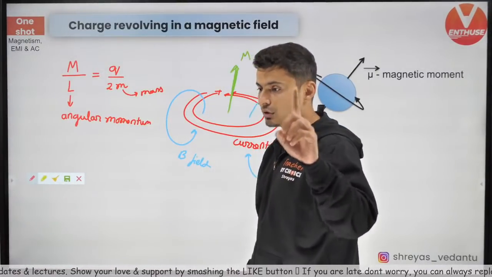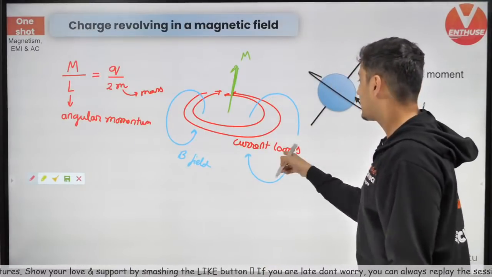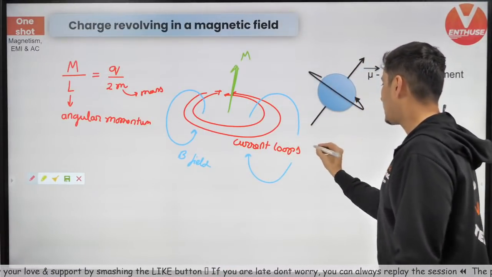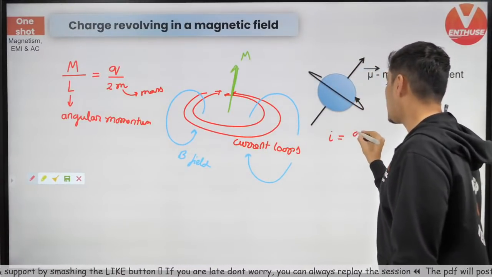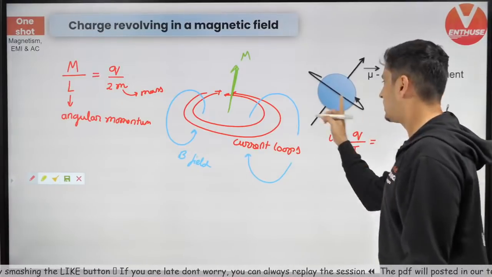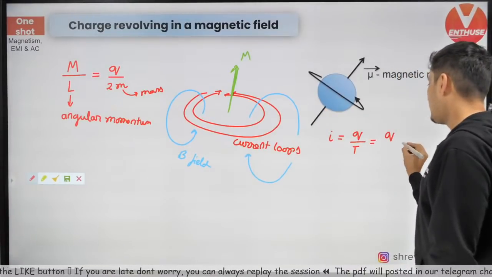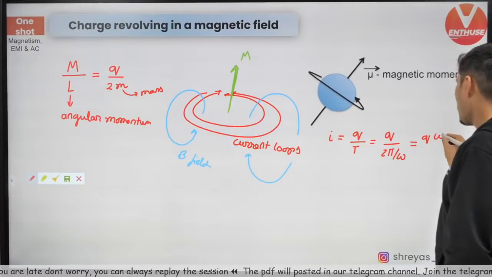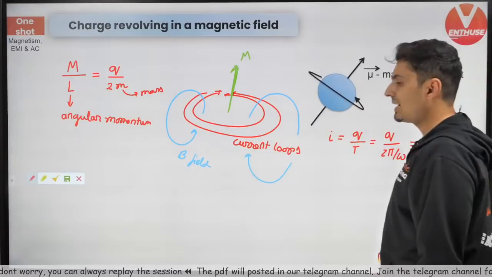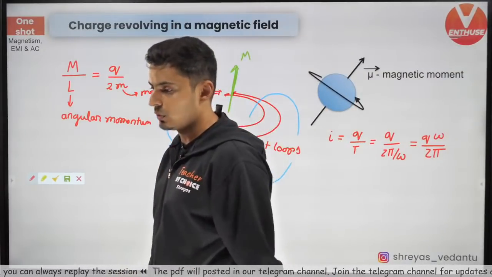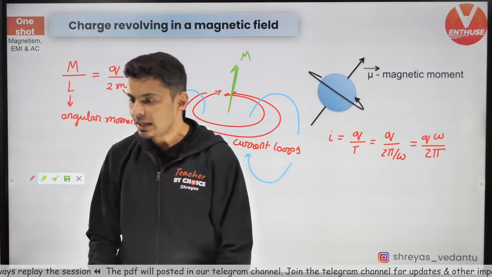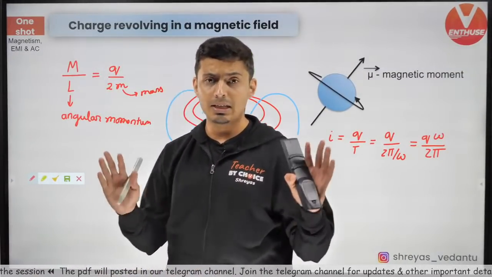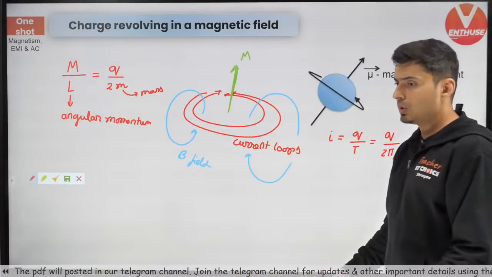The second thing that you should remember is the current which is created. The current, which is I, is charge divided by the time period of revolution, and the time period is 2 pi by omega, so it is q omega by 2 pi. So that is the current which is created in that loop. Okay, is that fair enough? Everybody clear about this? Cool.